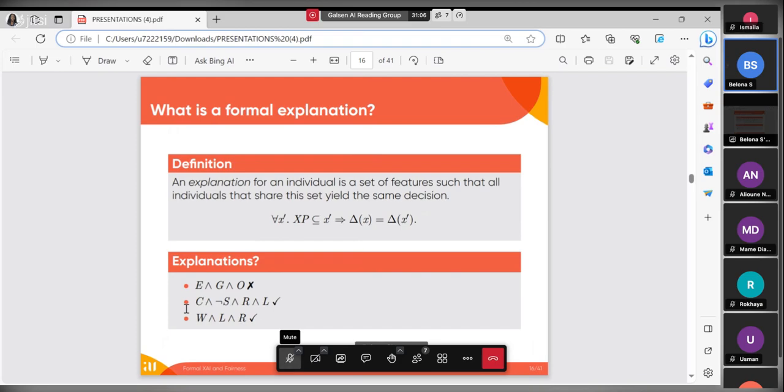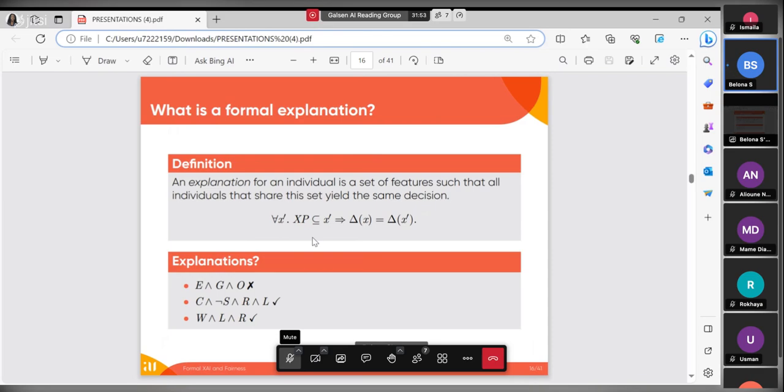By consequence, all people sharing that property are supposed to have the same final decision. Example, in our case, if we consider that having a good recommendation letter and being an overseas student is an explanation, it means that everybody having a good recommendation letter and being an overseas student should be accepted by the system.